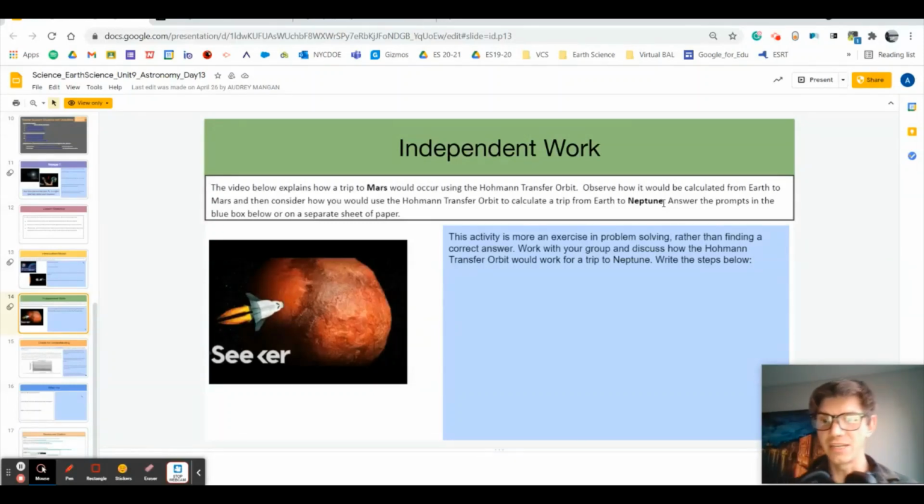It's day 13 of our astronomy unit, and in today's lesson, we're going to be talking about some rocket science. We'll talk about interplanetary travel using the Hohmann Transfer Orbit Method.